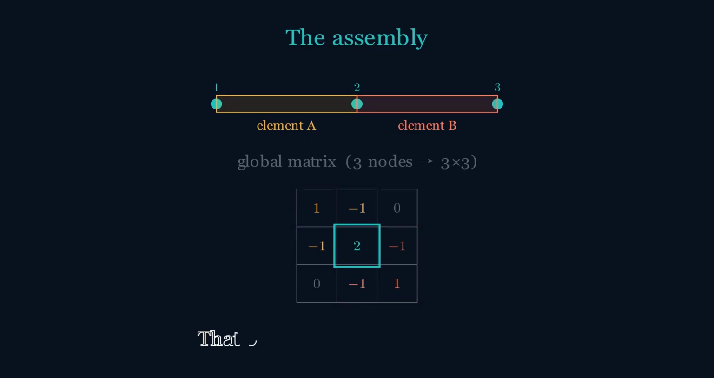And that's the whole secret of assembly. Wherever elements share a node, their stiffnesses overlap and add. Do this for 1,000,000 elements and you have the global system. It's just bookkeeping the computer does for you.